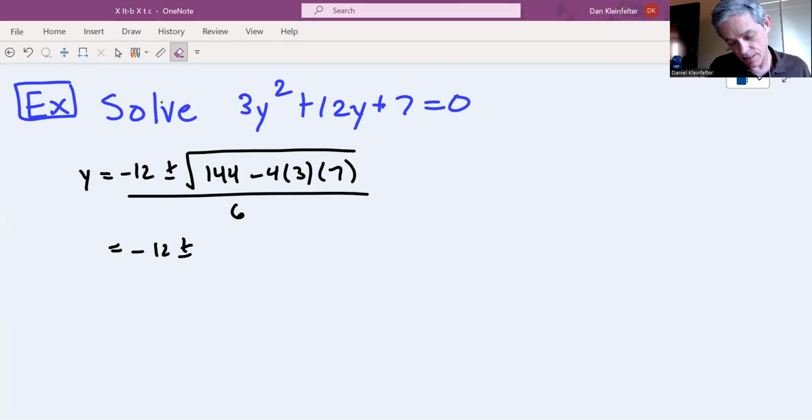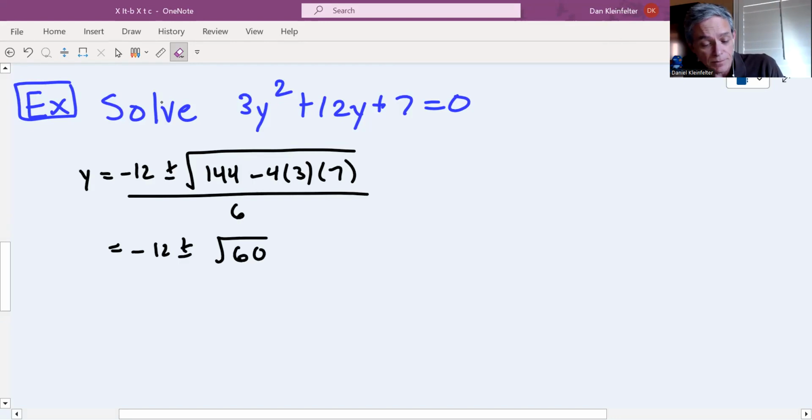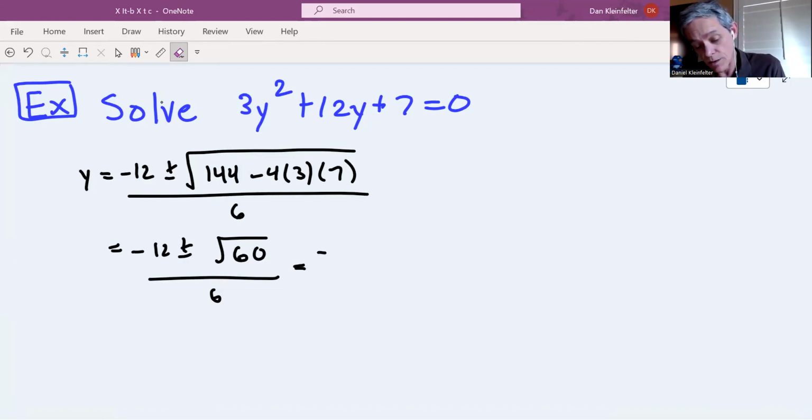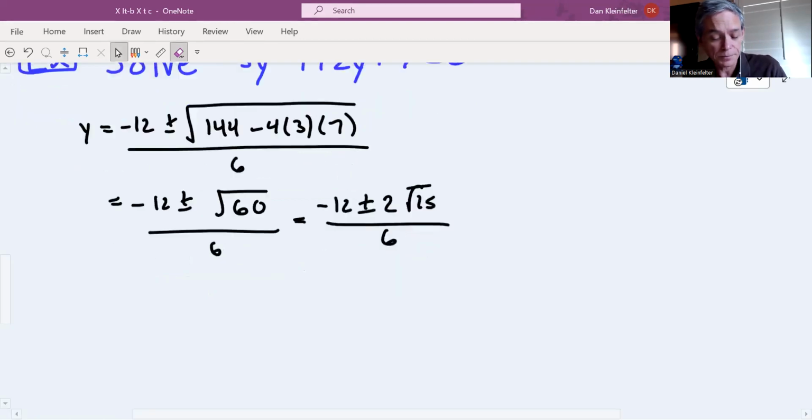144 minus 84, and that looks like... worse. So we have the square root of 60, and then that's over 6. So then 60, that's going to be 15 times 4. So we'll have negative 12 plus or minus 2 root 15, and that's over 6.